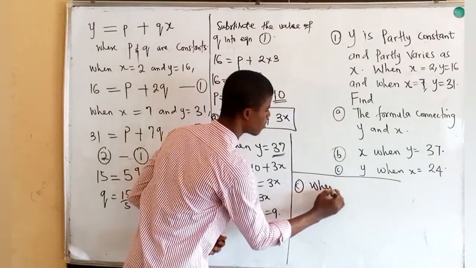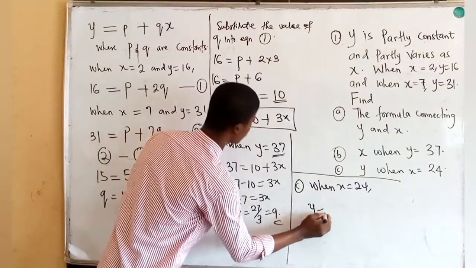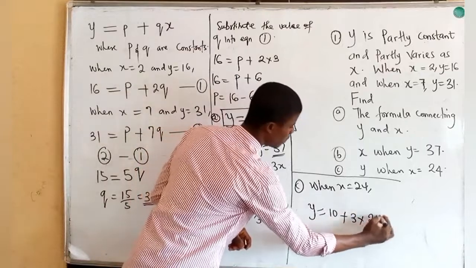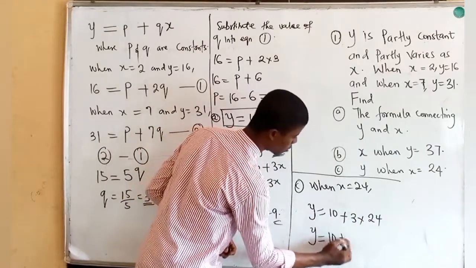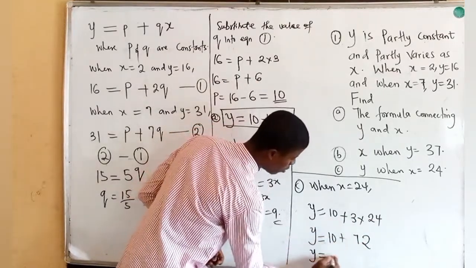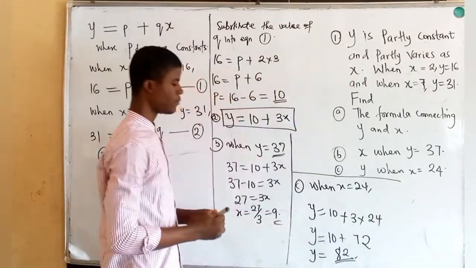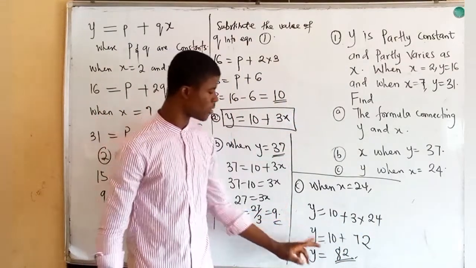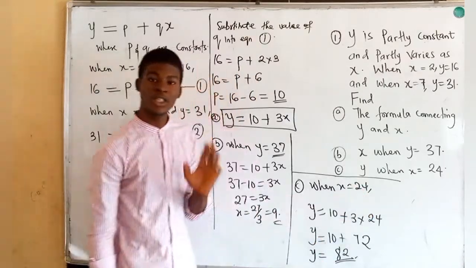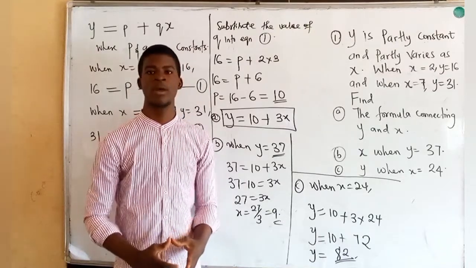Question C says find y when x is 24. So when x is equal to 24, y is now equal to 10 plus 3 times 24. So y is equal to 10 plus 3 times 24, that's 72. So y is now equal to 10 plus 72. That's 82. So this is the value of y when x is 24. So this is just the first question on this partial variation. I'll go to question 2 right now. You get it better.